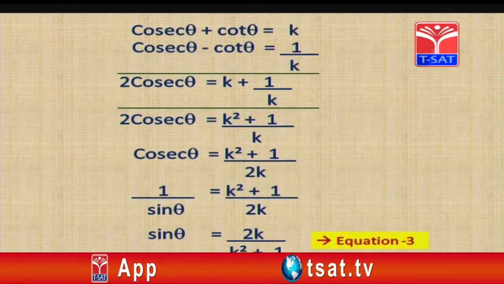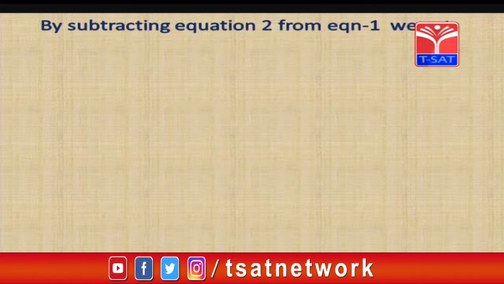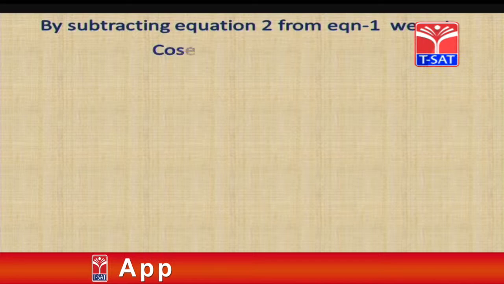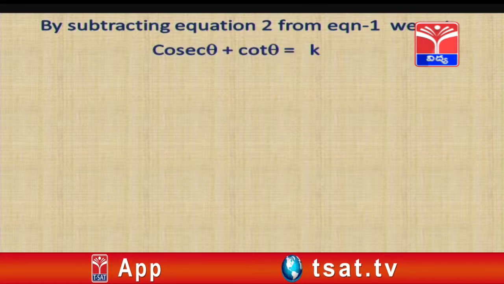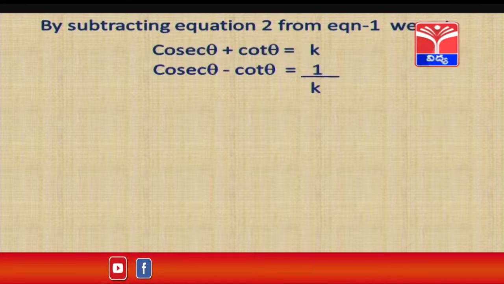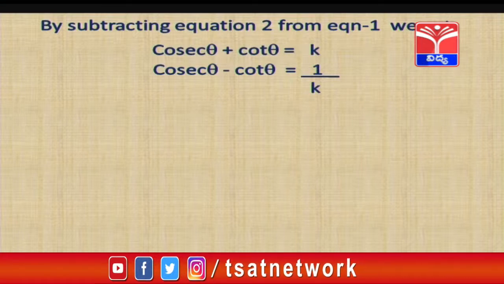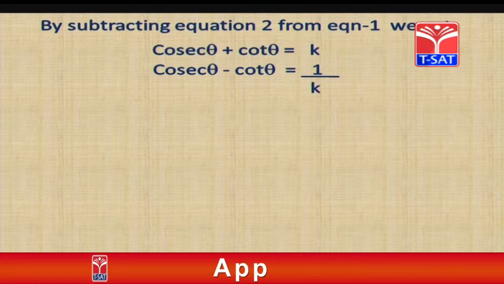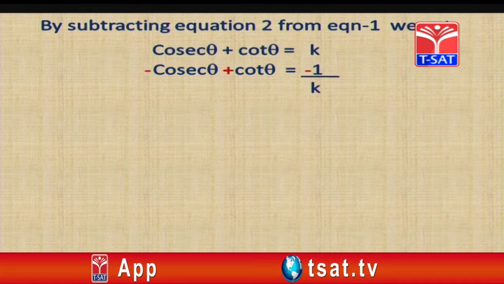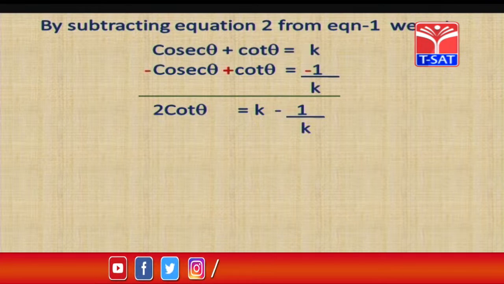Are you clear, children? So, now we will be getting on to one more system, that is, we have done the addition of equation 1 and equation 2. Now, I am going to subtract equation 2 from equation 1. What I will get here, please see. Cosec theta plus cot theta is equal to k. The second equation is cosec theta minus cot theta is equal to 1 by k. I want to subtract. The signs of the second equation will always change, plus becomes minus, minus becomes plus. See. So, now cosec theta minus cosec theta both get cancelled, you will be getting the answer as 2 cot theta is equal to k minus 1 by k.